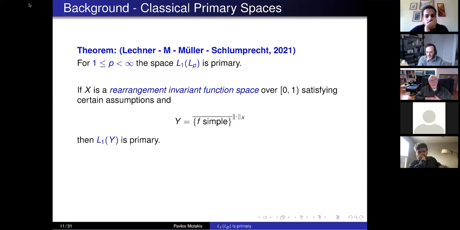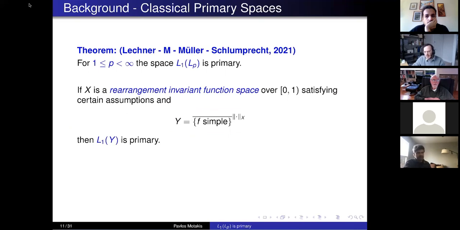In particular, if you take any rearrangement invariant function space over the unit interval. So these are function spaces where, when you take a function and any other function with the same distribution, they have the same norm. For example, here is such a space. And you want some assumptions to be satisfied. I don't want to get into these things. And then you have to actually not look at the whole space, but the closure of the simple functions, the closed linear span of the simple functions. Then L_1 of this Y would be primary.